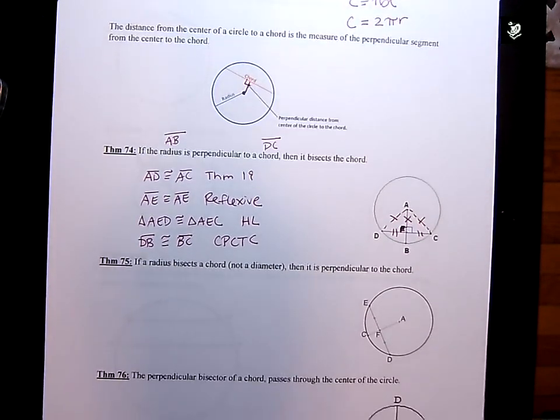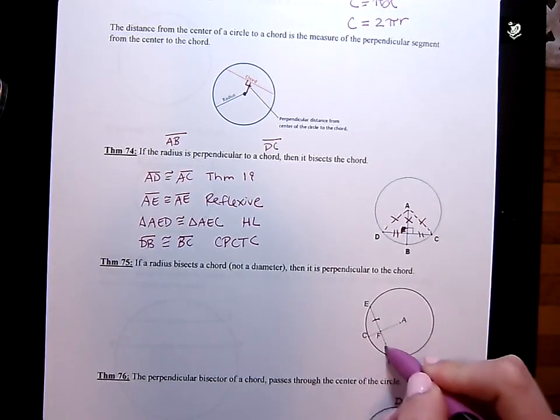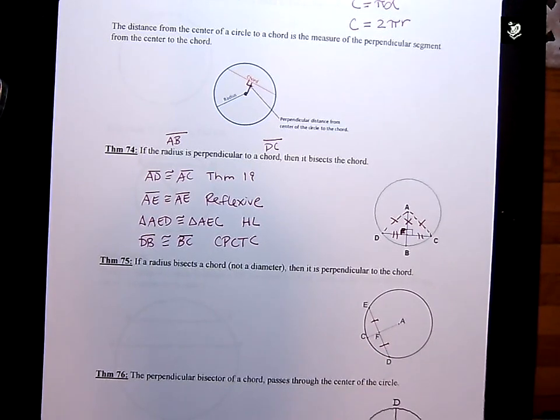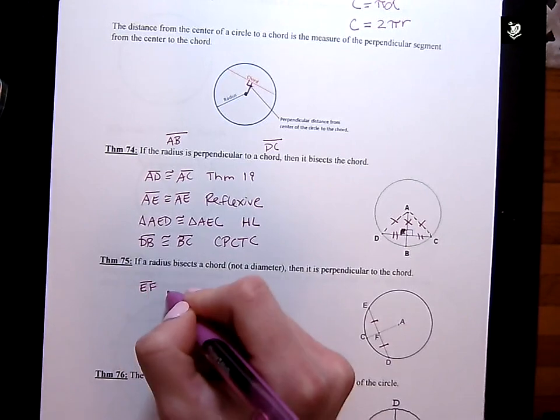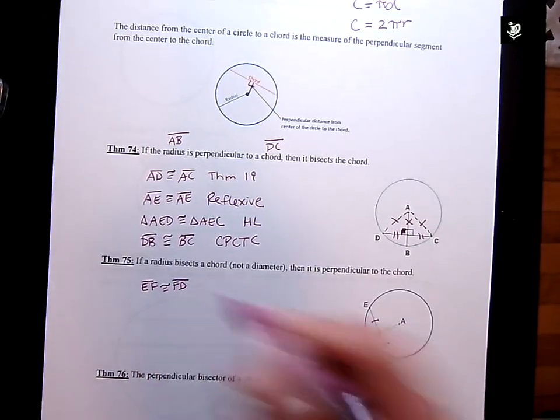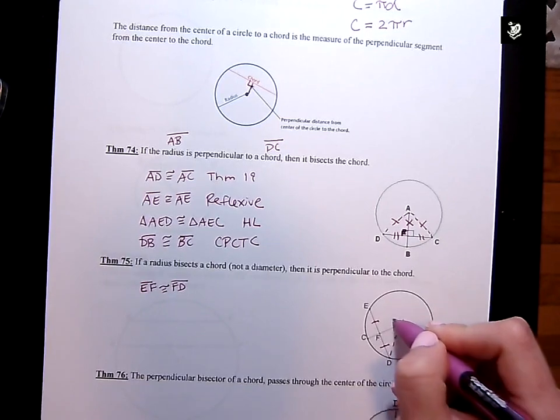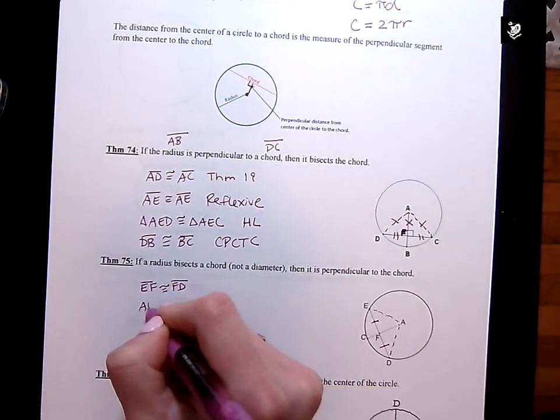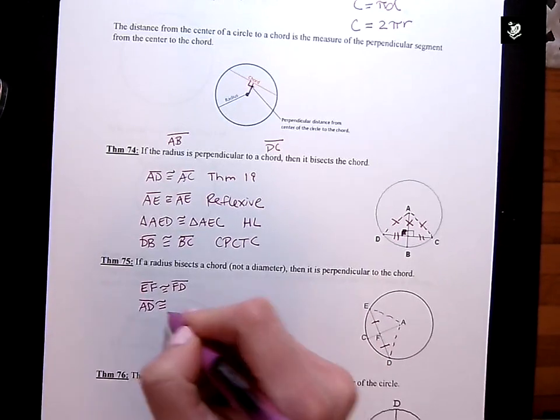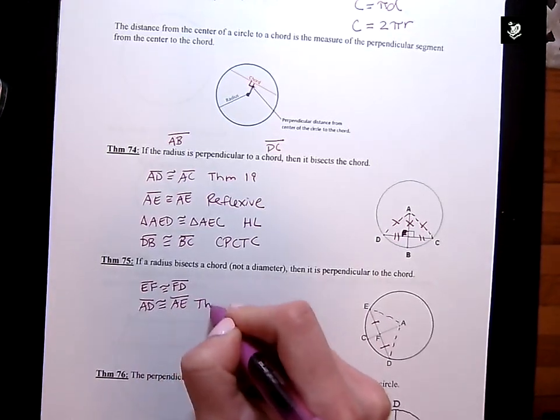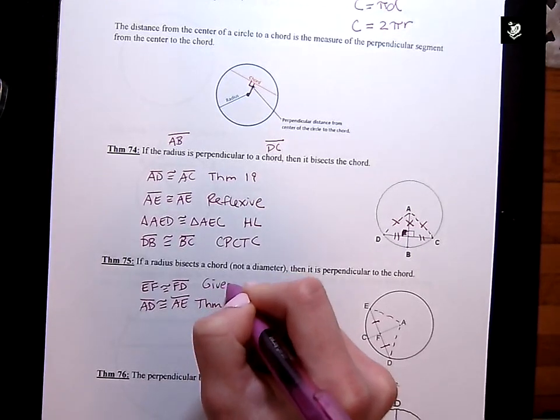Theorem 75 is the opposite. If you can show that a radius bisects a chord, and we're just talking about chords that are not diameters, so we're saying that those two are congruent, well, then we can prove that there's a right angle formed in here. So, all right, we could say that EF is congruent to FD. If I draw in my radii like I did in the last example, I know that AD is congruent to AE by theorem 19. And let's say this would be like our given.